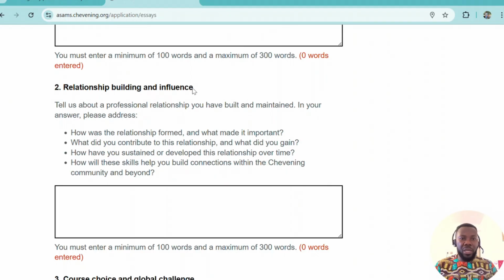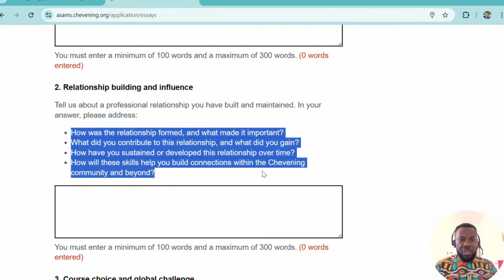Relationship building and influence. Again, you must address all these 4 questions in your 300 maximum words. How was your relationship formed, and what made it important? What did you contribute to this relationship, and what did you gain? How have you sustained and developed this relationship over time? How will these skills help you build connections within the Chevening community and beyond?